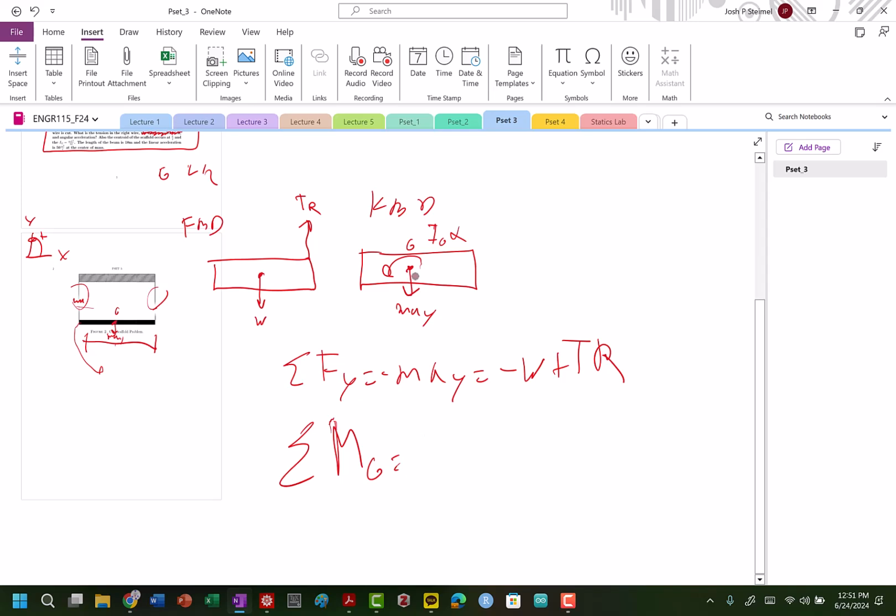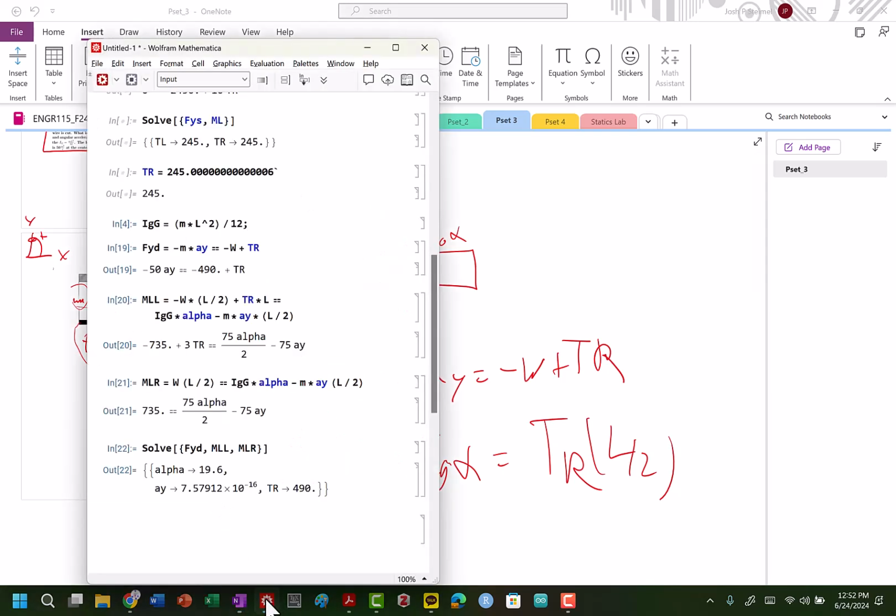We also have some of our moments, and I'm going to go about G here. So our sum of the moments about G will be equal to IG alpha, which will be equal to, there's no perpendicular distance between here and here, so we can't deal with that, so it's just going to be equal to T times R, and that's going to be in the positive sense, times our length over 2. Excellent. And I believe that's all. We can verify that if we wanted to look at the acceleration at other points, but we can go ahead now and work with this.